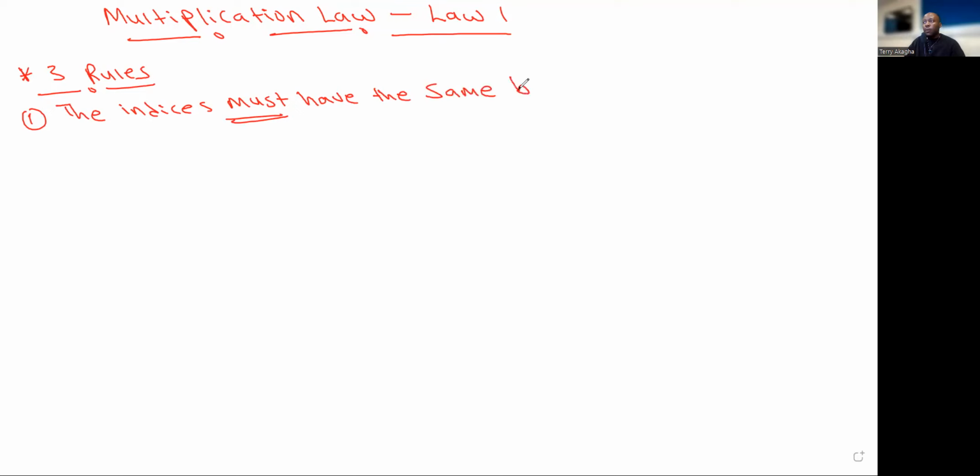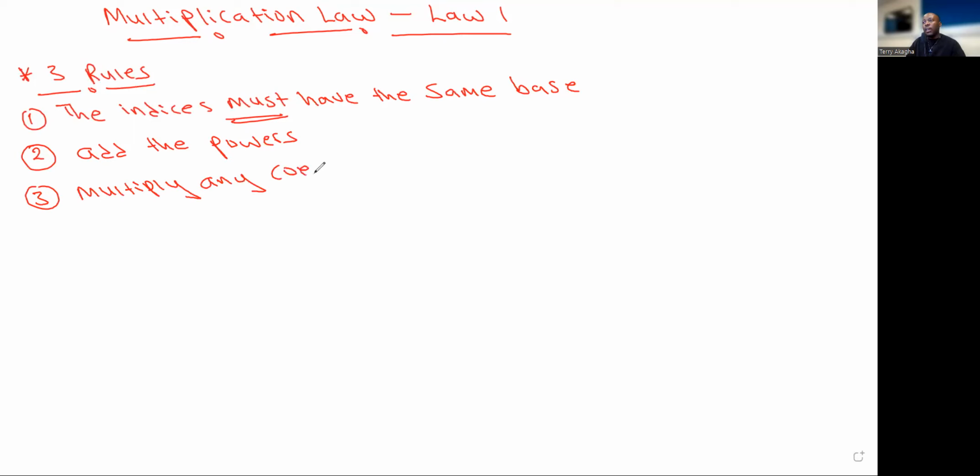Then when they have the same base, the second thing you have to do is add the powers. Then, if there's a coefficient in the question, you multiply the coefficients. So any coefficients that are there, you multiply the coefficients.